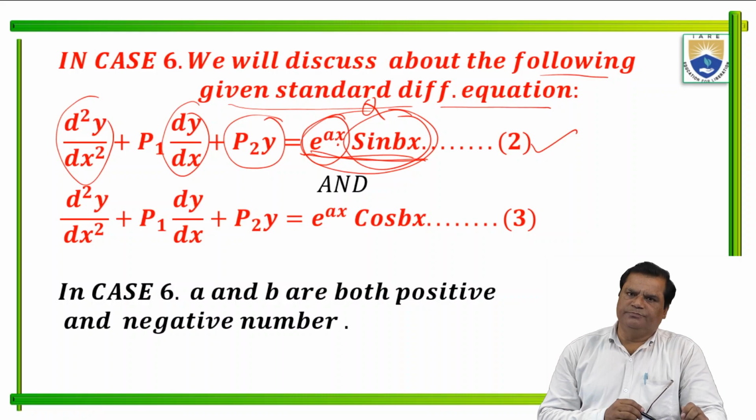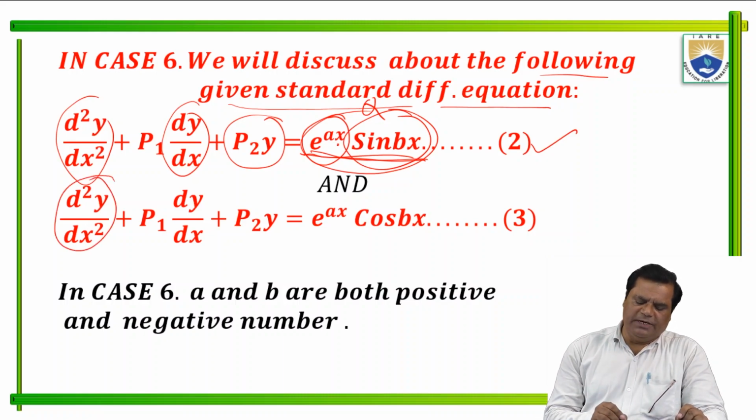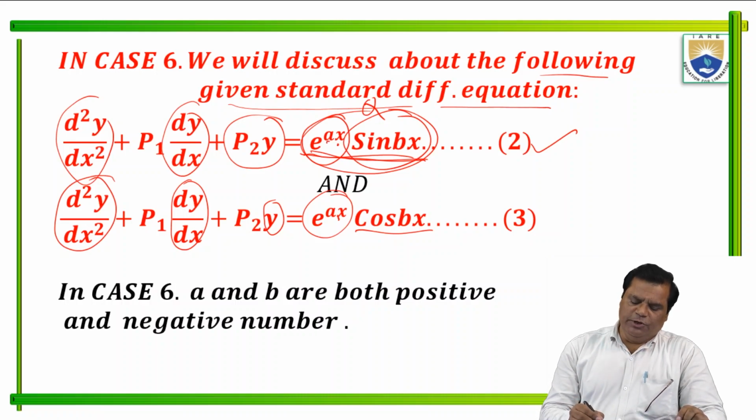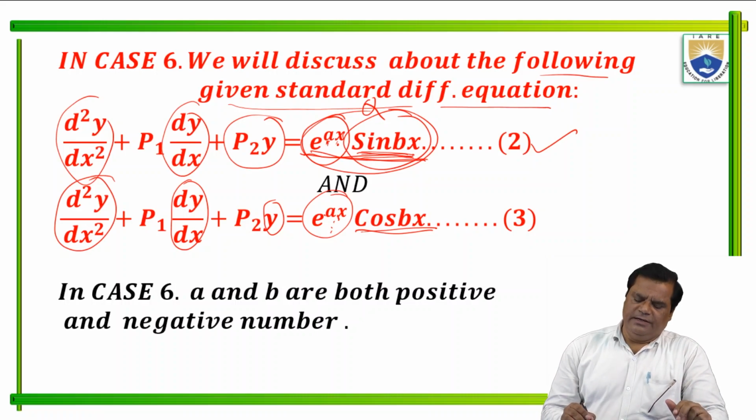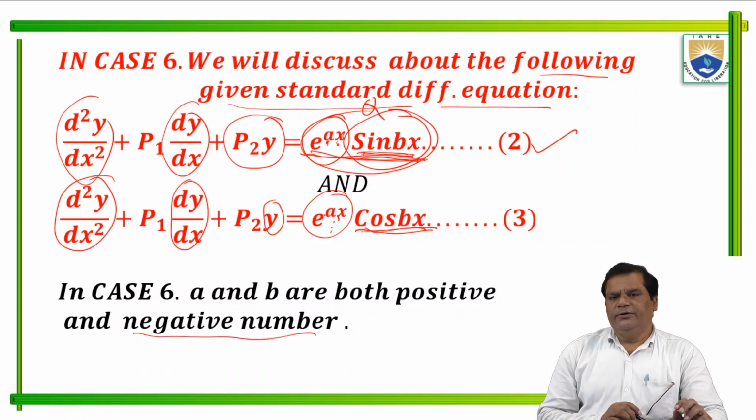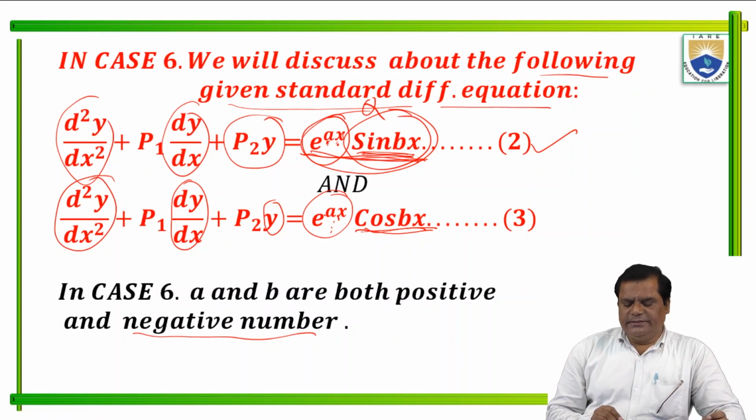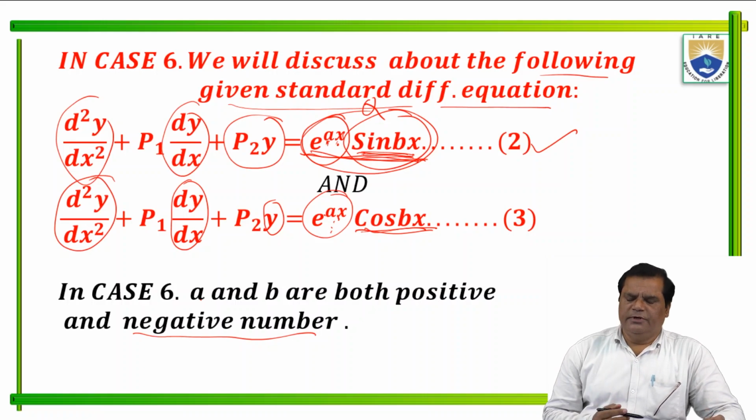This is equation 2. The second one is d2y/dx2 + p1 dy/dx + p2 y = e^(ax) cos bx. So the exponential function e^(ax) is common in equations 2 and 3, but the second function is either sin bx or cos bx. In trigonometry we are taking only these two functions here. Here a and b may be positive or negative. In case 6, a and b are both positive or maybe negative.